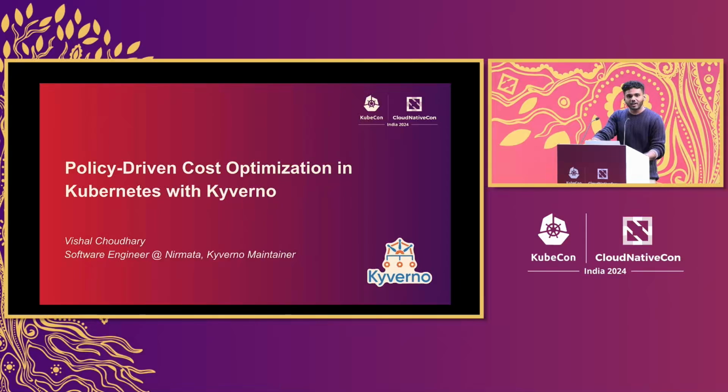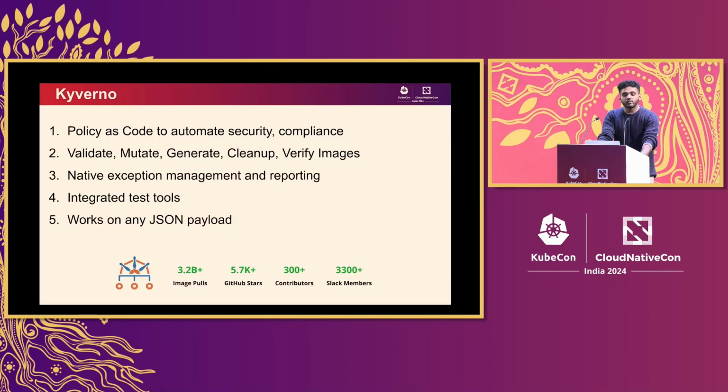And today I'll be telling you how you can optimize the cost of running your Kubernetes clusters using Kyverno. So let's start with a brief introduction. Kyverno is a policy as code tool. We started off with a focus on Kubernetes clusters, but it has now moved beyond that, and it also supports any JSON payload. Kyverno has validation, mutation, generation, cleanup, and image verification capability, and we'll be looking into a few of those in this lightning talk.